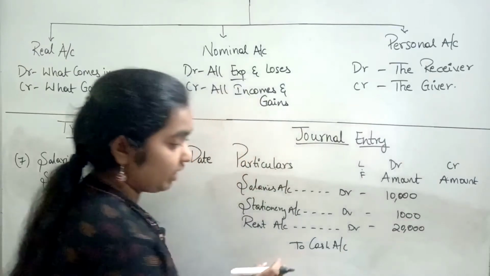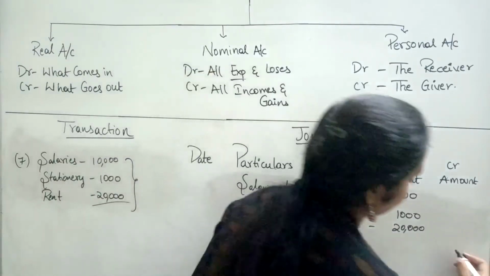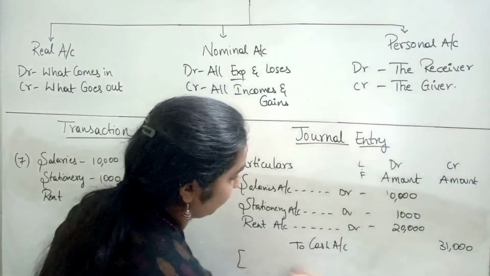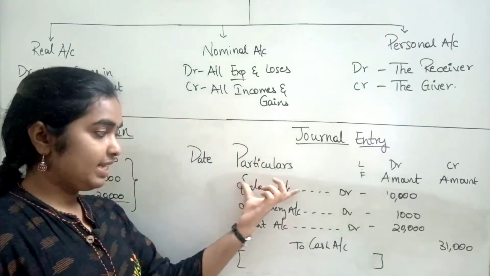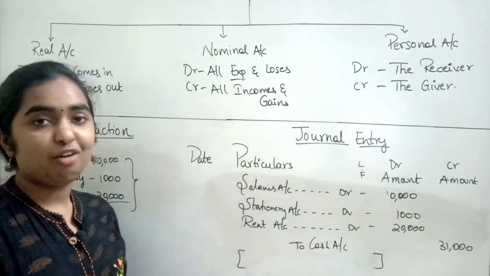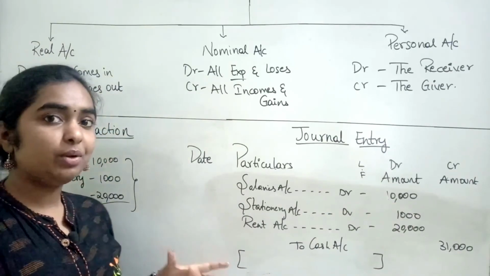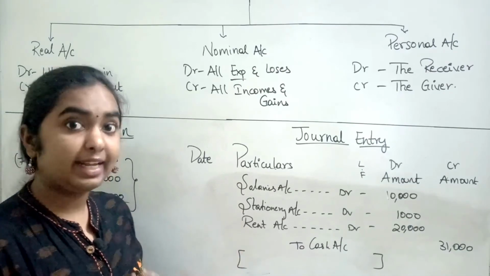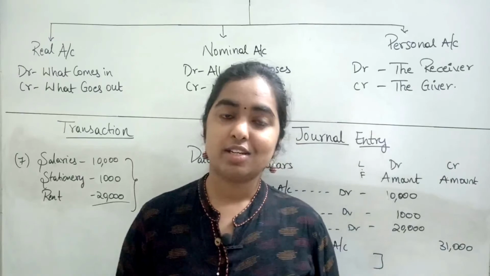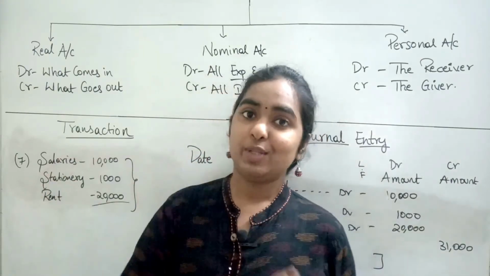But whenever mentioning these compound entries, you have to sum up all these amounts. That is 31,000. Again, the narration being salary, stationery, rent of respective amounts incurred. So that is how we can pass a journal entry if we have these kinds of similar transactions at a time. Okay. So that is all about today's class, and in the next lecture we'll understand how to post these journal entries into the ledger books.